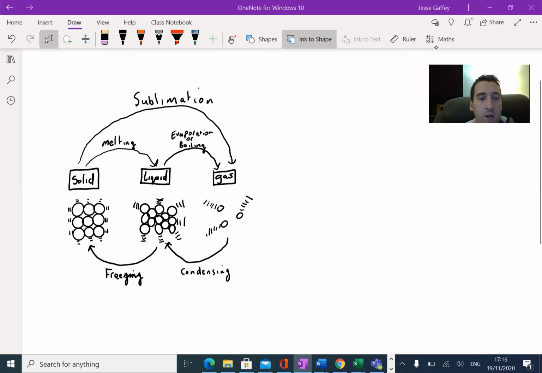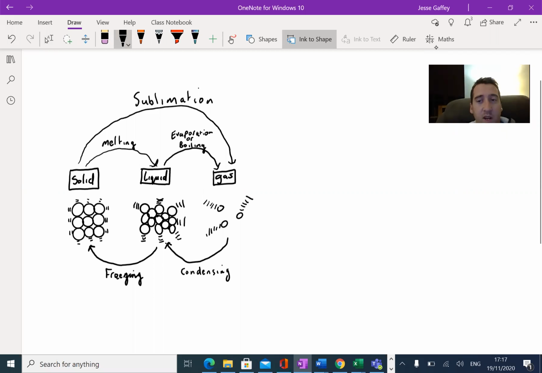So the question is, if we take any particular substance and look at it as a solid, as a liquid, and as a gas, what are the differences between the substance when it's a solid and a liquid and a gas? We're not talking really about its properties, but what's causing it to be a solid, a liquid, a gas? So I want us to consider temperature.